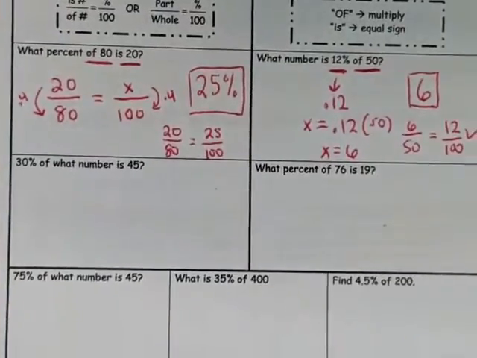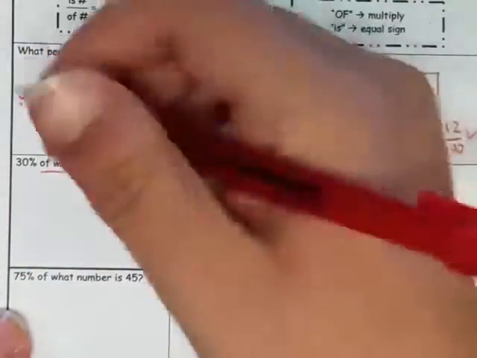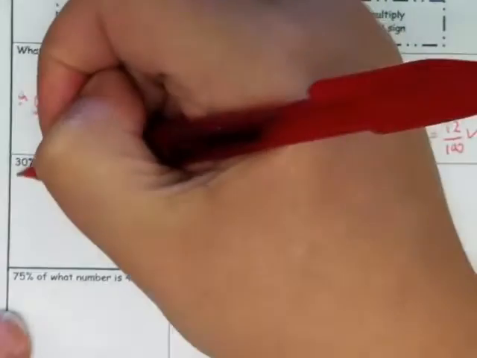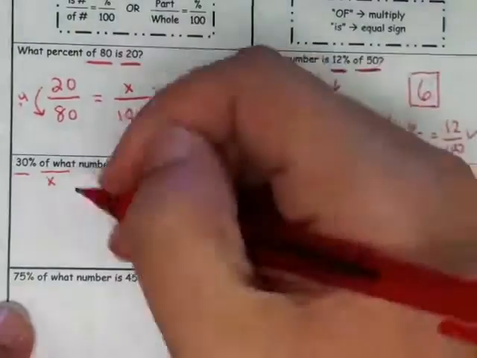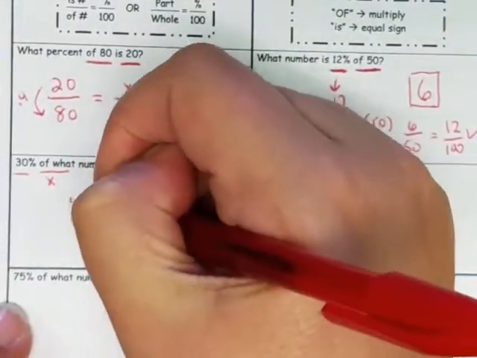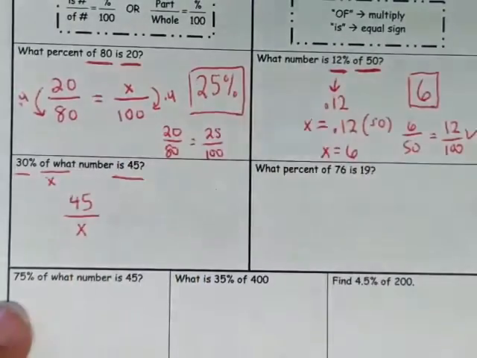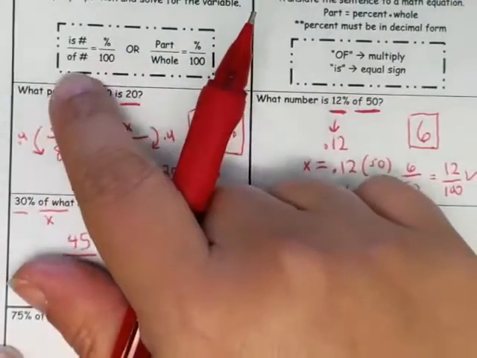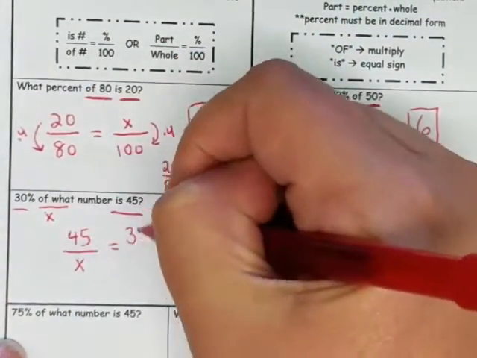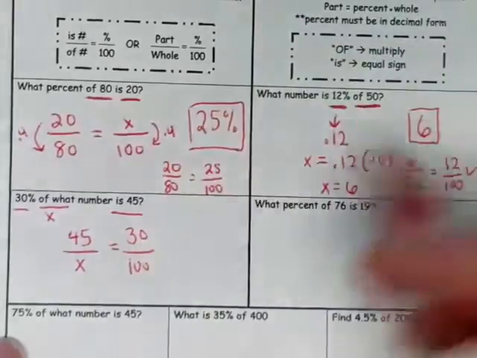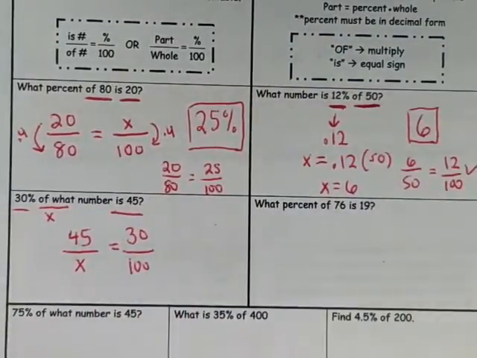Okay? All right, 30% of what number? We don't know the of, so that's going to be our x. We know our percent, and then is 45, so we know our part. I'm going to set it up as a proportion. 45 is our part. We don't know our of what, so that's our x, because it's is over of, or part over whole. Equals, I know my percent, and percent is always out of 100. Then I can look for a relationship. I don't see one right away, so I'm just going to cross multiply and solve.